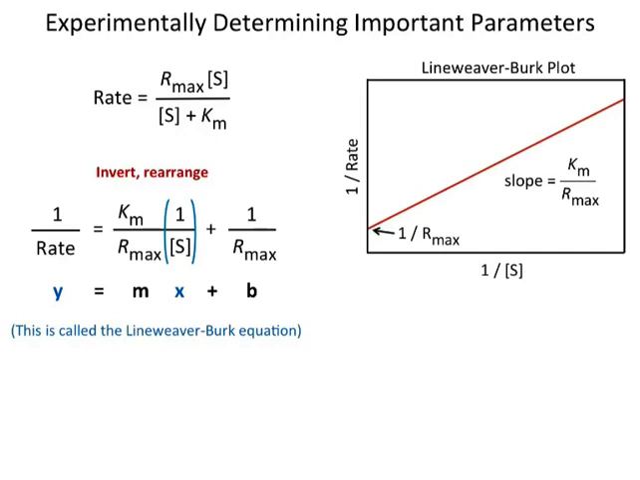Now, what you can do is you can go plot it, and when you plot this, you take your intercept and say, hey, look, my intercept value is 1 over Rmax, so then you can solve for Rmax. Once you do that, you can then look at your slope and say, hey, this is Km over Rmax. You just found out what Rmax is, so you can solve for Km. And then from there, you can use this equation that Rmax is equal to K2 times the total enzyme concentration to solve for what K2 is.